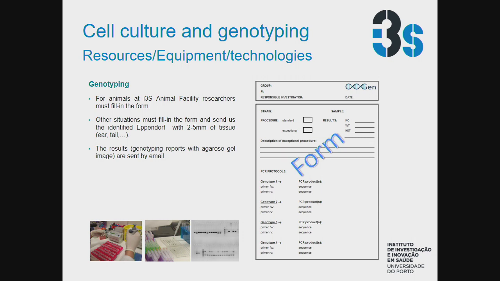In genotyping, we offer a quick, easy, and economic service. We have two procedures, depending on whether or not your animals are in the i3S animal facility. If your animals are in the i3S animal facility, we will send you the form by email to fill in, and you must send it back. The other information we need is provided by the animal facility. For the other situations, the form is the same, but you need to hand in the samples within identified Eppendorfs. The results are sent by email.